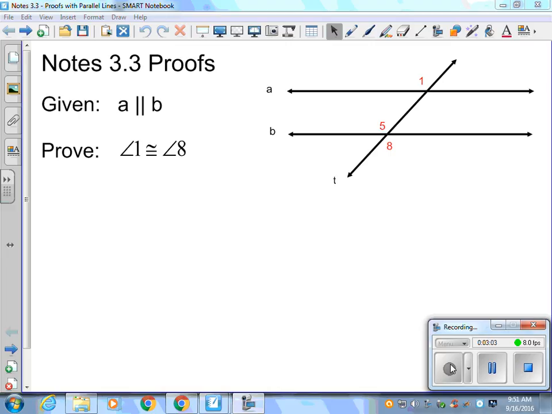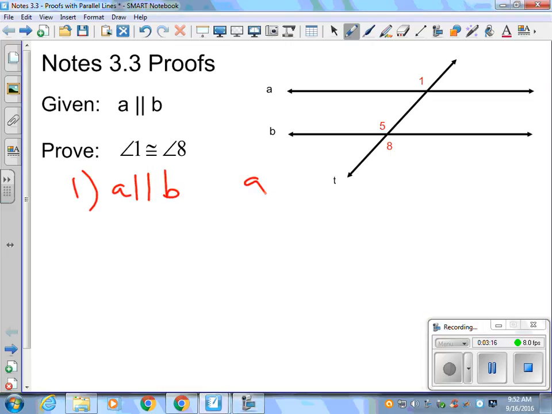So let's start off with the parallel line given and see what else in this picture we know besides 1 and 8. And I do want to always state the given as much as possible. Now, if you don't like drawing all the lines in between, you don't have to put lines.